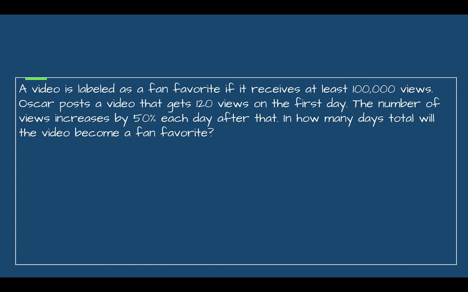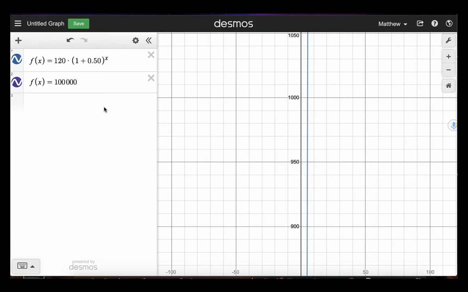For the second one, you should have figured out that it would take about 17 days. Your original equation is 100,000 is equal to 120 times (1 plus 0.5) to the t power. Again, if we go to check with Desmos, we would have typed in our original function and set it and figure out when it's equal to 100,000.